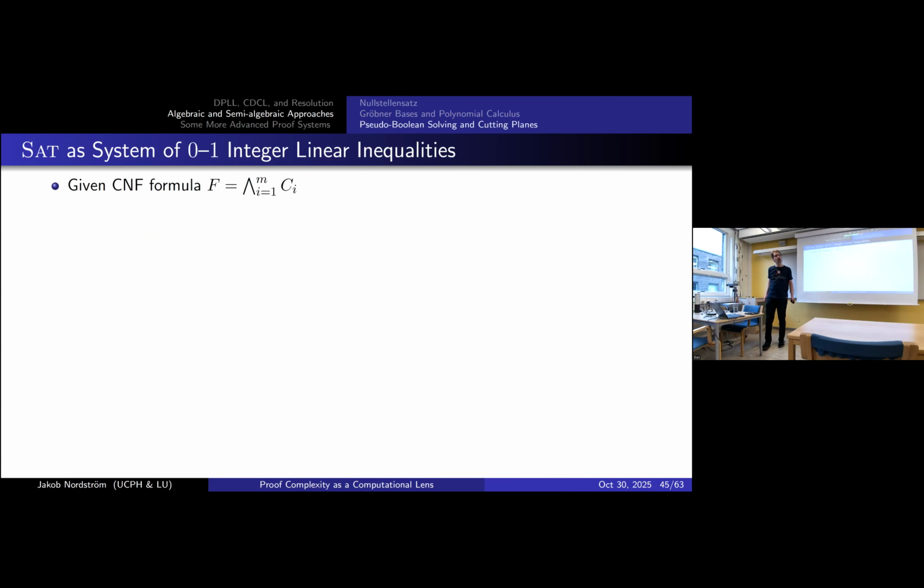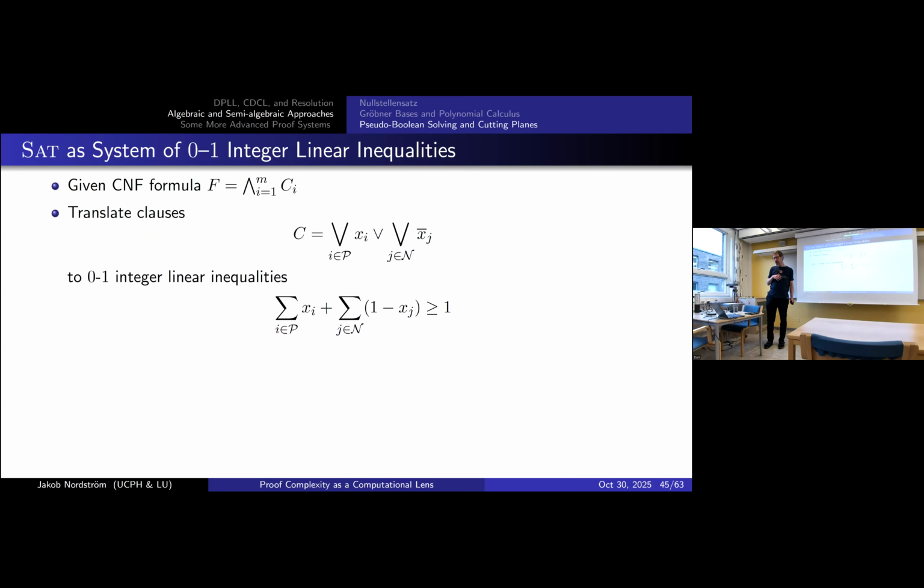That's what we wanted to say about algebraic methods. Now we move on to geometric methods, more inspired by integer linear programming, where we recall that a clause, a big disjunction over x_i's and not x_j's, can be translated to a 0-1 integer linear inequality by summing up all the positive literals, summing up 1 minus all the negative literals, and saying that the sum is at least 1. And then we add axioms saying that every variable should be between 0 and 1.